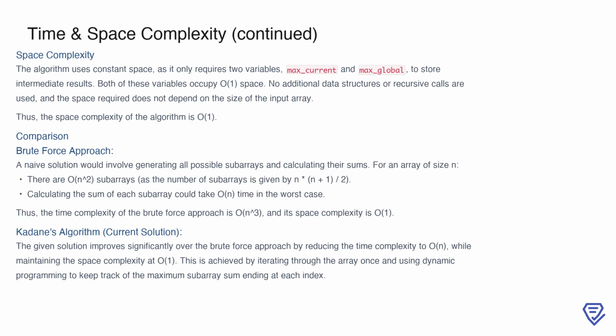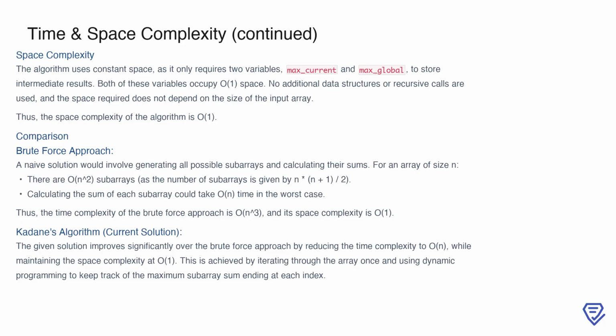Now let's discuss the space complexity. The algorithm is highly space efficient because it only uses two variables, max_current and max_global, to store intermediate results. These variables require constant space regardless of the size of the input array, which means the space complexity is O(1). No additional data structures or recursive calls are involved, so the memory usage remains fixed.